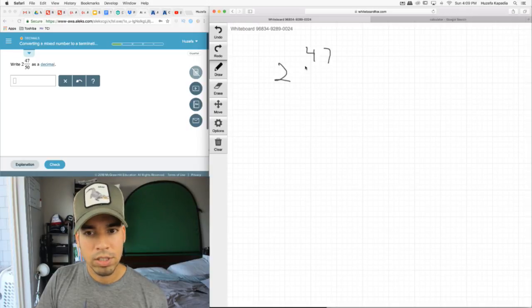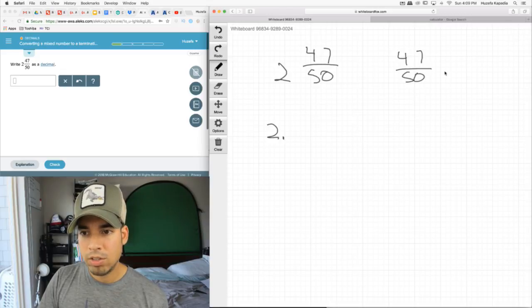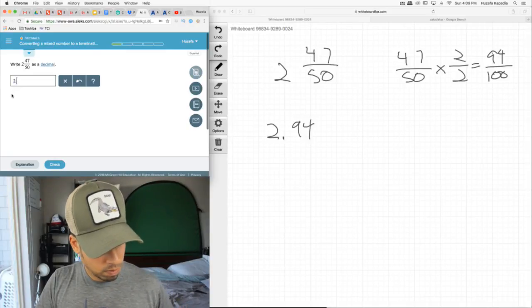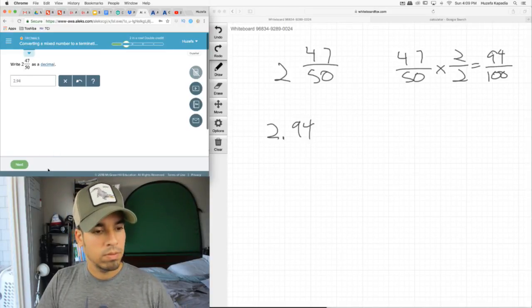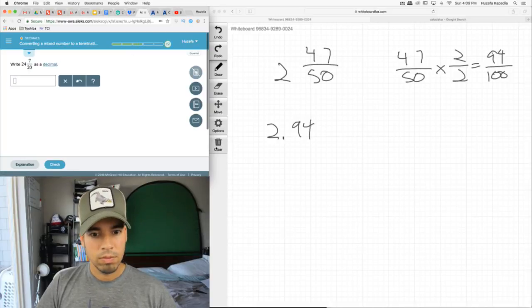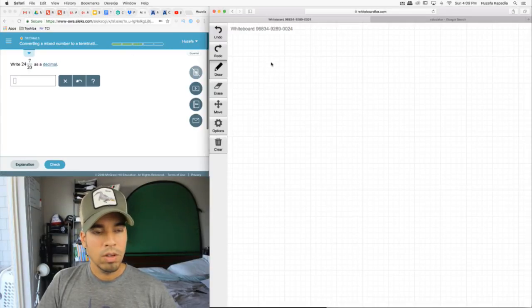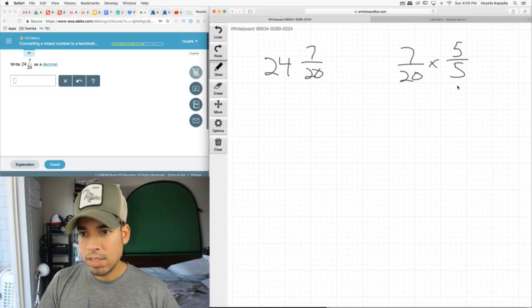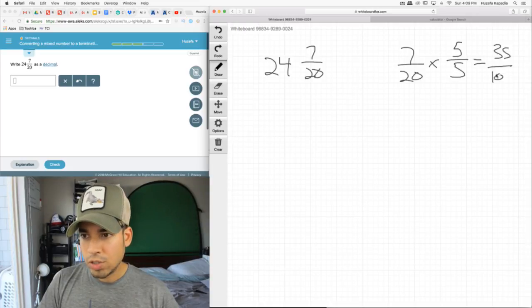Next, 2 and 47 over 50, so it's 2 point something. And I'm going to do the same thing since we can turn this into 100 by multiplying the top and bottom by 2. I have 94 hundredths, or 2.94. Then we have 24 and 7/20. Multiply the top and bottom by 5 to get to 100. So we have 35 hundredths. So it's 24.35.